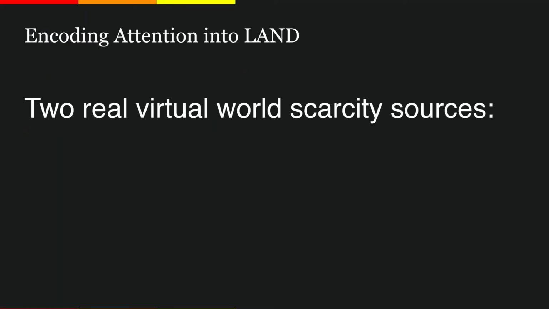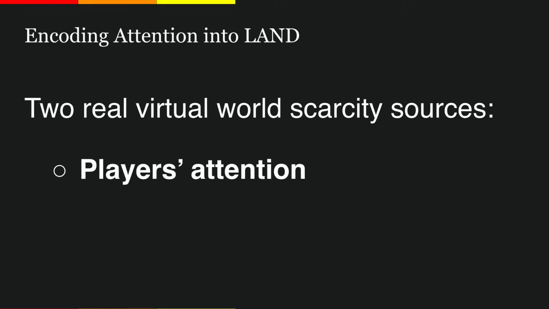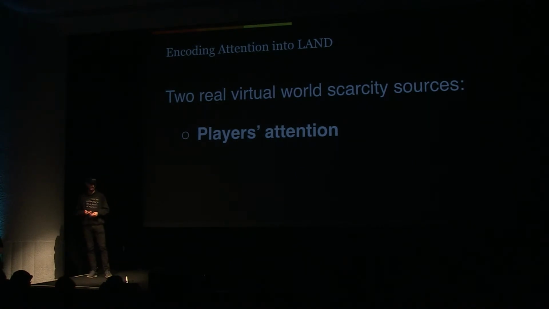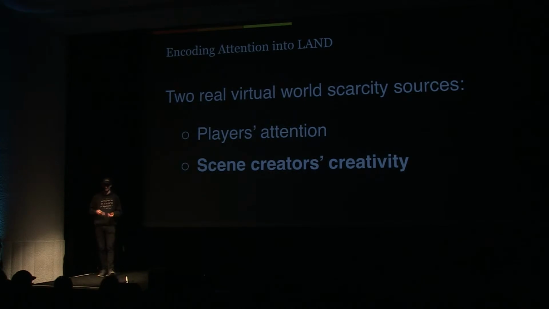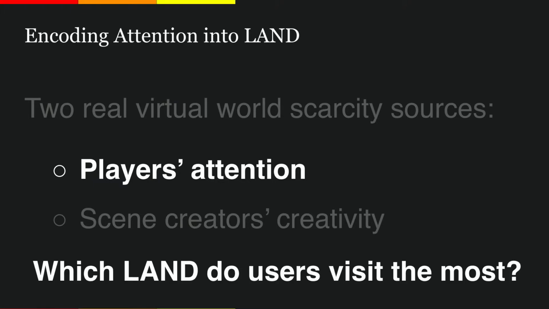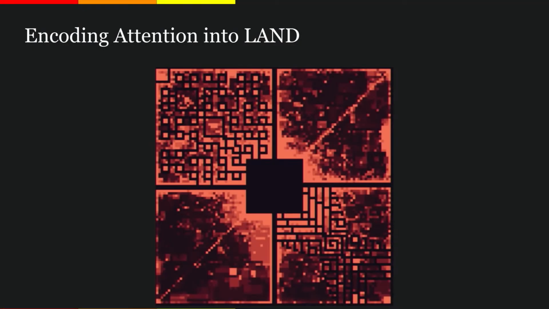Another nugget of how Decentraland works is that we're working with two sources of scarcity, I call this. On the one side, we've got a marketplace from the player's attention, which is the supply side, and we've got the scene creators' creativity, which is the demand side of this marketplace of entertainment inside of Decentraland. And we're focused on the player's attention because as users go around the world, the land that users visit the most is the land that we expect to be more valuable.